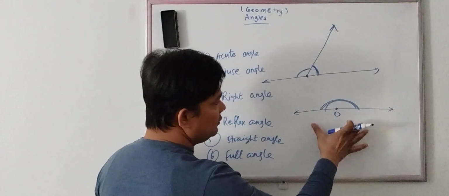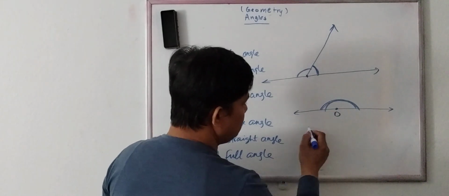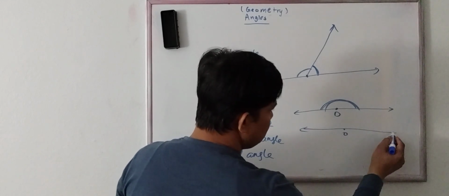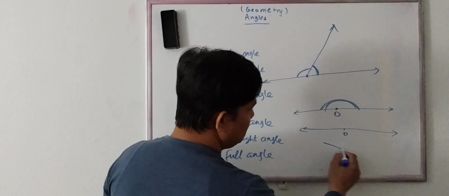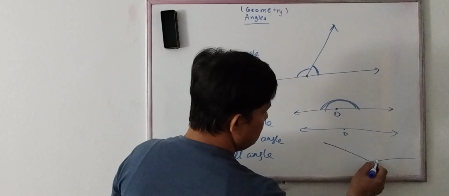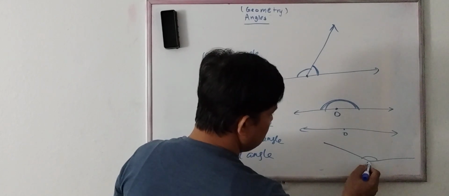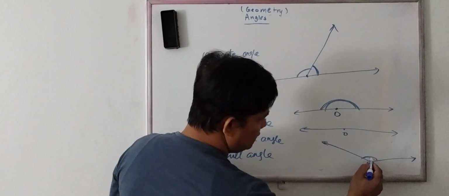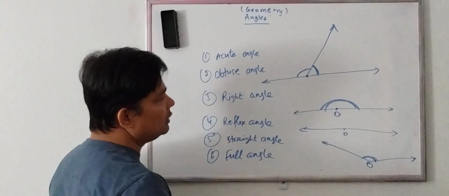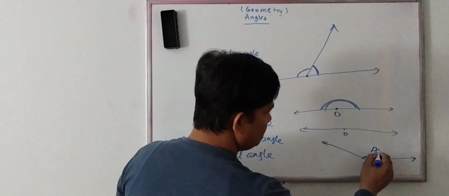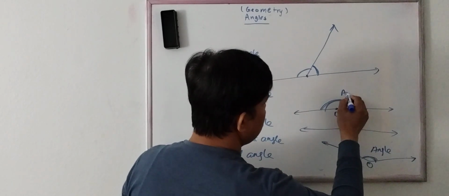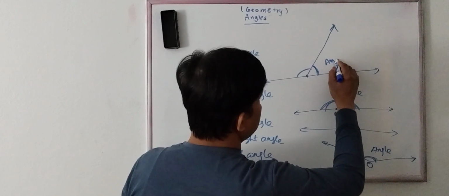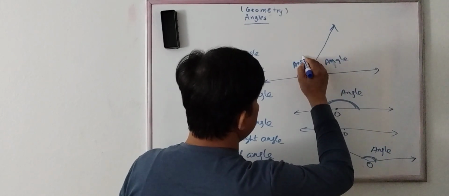So there are two lines, not just one line. But it's not given, you can assume that there is some point here and one line goes in this direction, and another in this direction. Similarly, like this one, let's say this point is O, and one line is going in this direction, another is going in this direction. So this is the separation between these two lines. So this is called angle. This is also an angle. And this is also an angle.